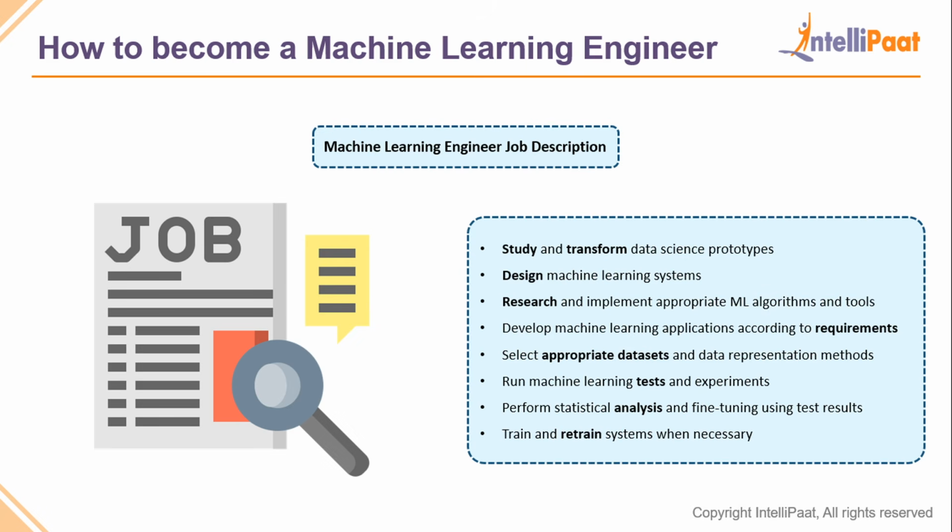Now here is a job description for a machine learning engineer. As you can see, you need to understand how to transform the data. This correctly maps to the pipeline that we previously described. We need to understand how to design a machine learning system. You need to understand how to research and implement the algorithms. You need to understand the requirements that you are trying to satisfy, the objective of your machine learning model.